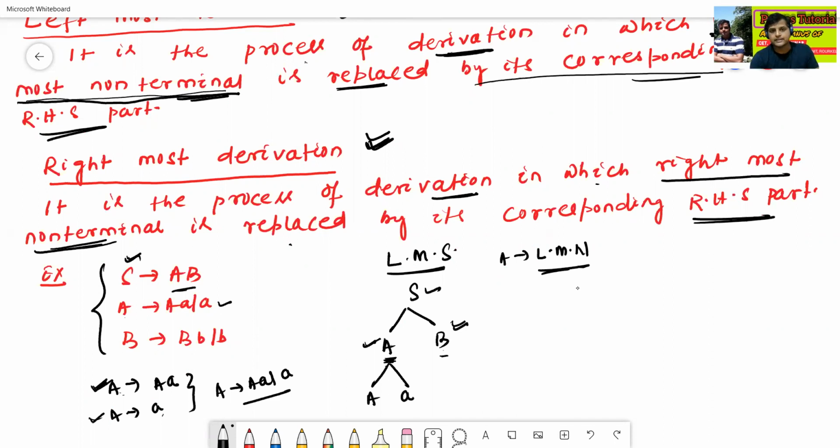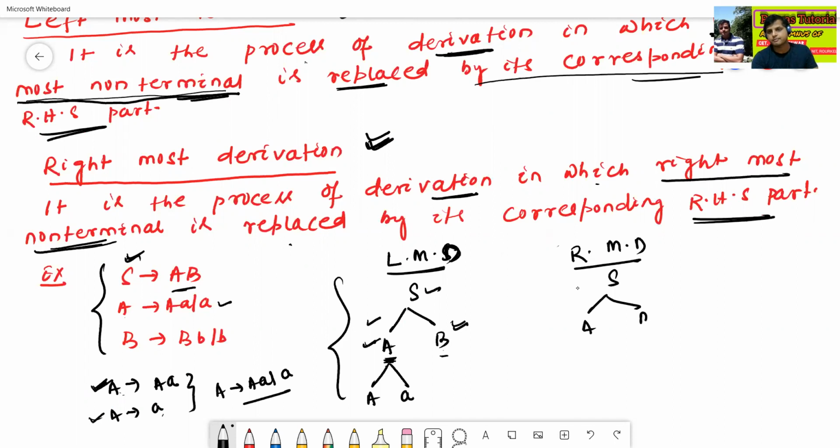Okay. So this derivation process is called leftmost derivation. Now we'll see what the rightmost derivation means. Similarly, we'll start from the starting symbol, S → AB. So now we have two non-terminals, A and B.